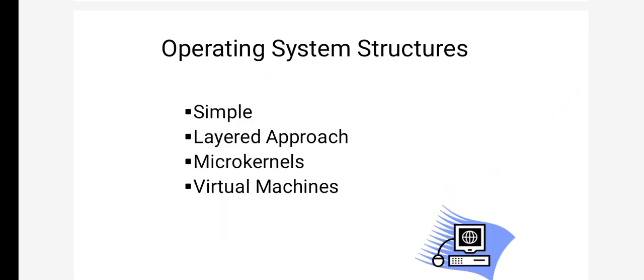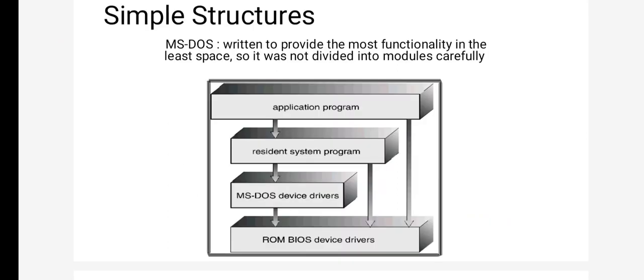In operating system structure, we have four different structures: simple, layered approach, microkernel, and virtual machines. First, we shall discuss the simple structure. MS-DOS was written to provide the most functionality in the least space, so it was not divided into modules carefully. It consists of the application program, resident system program, MS-DOS device drivers, and ROM BIOS device drivers.